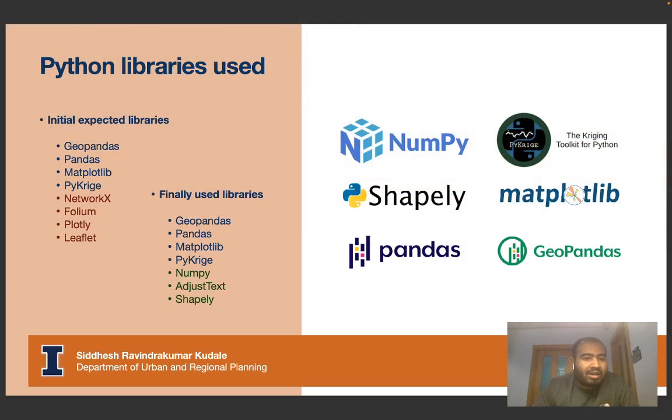Just to relate it back to whatever we have learned in Geography 407, initially I expected to use GeoPandas, Pandas, Matplotlib, PyRidge, and NetworkX, Folium, Plotly, and Leaflet libraries. But actually, I ended up using the first four as I had expected, but then I also ended up using NumPy, AdjustText, and Shapely for some other mapping and centroid estimation processes.